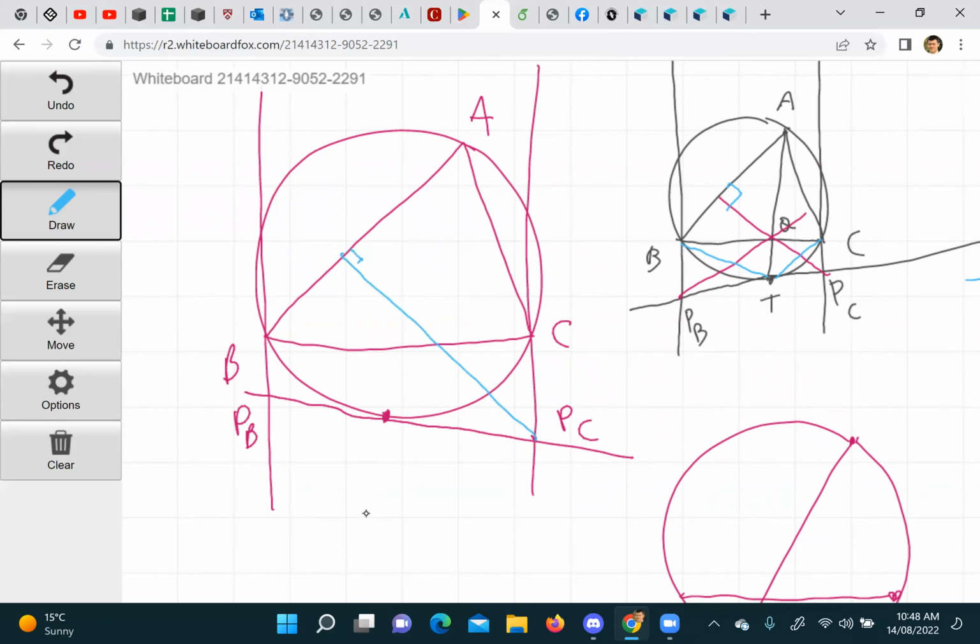Wait, how's that cyclic? These four are cyclic from the power of a point. Yes, because you use some similar triangles stuff. So this is the actual problem here, see? That means you get 1, 2, 3, 4 cyclic, by bow tie. Then you do the same thing on the other side. Beta, beta, and then you get beta. They're both, so then you get these four are cyclic, or these four are cyclic.